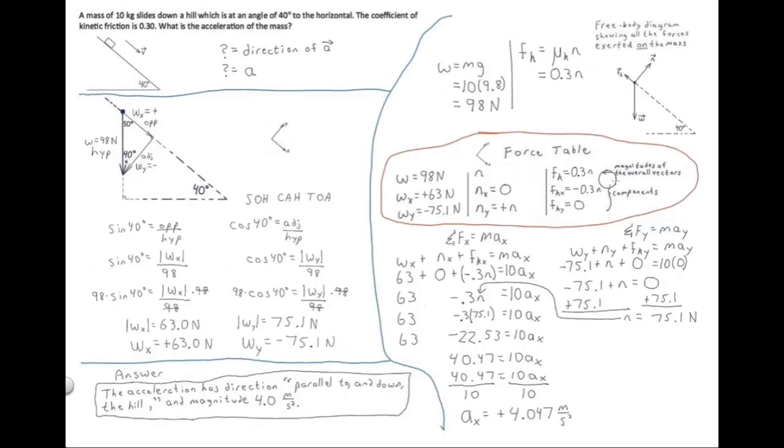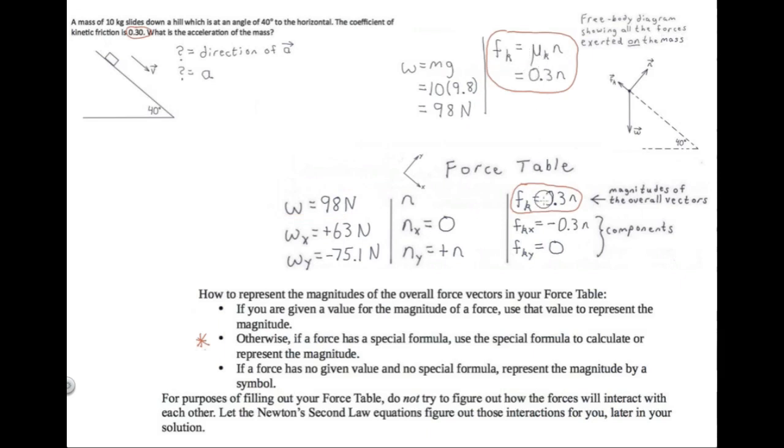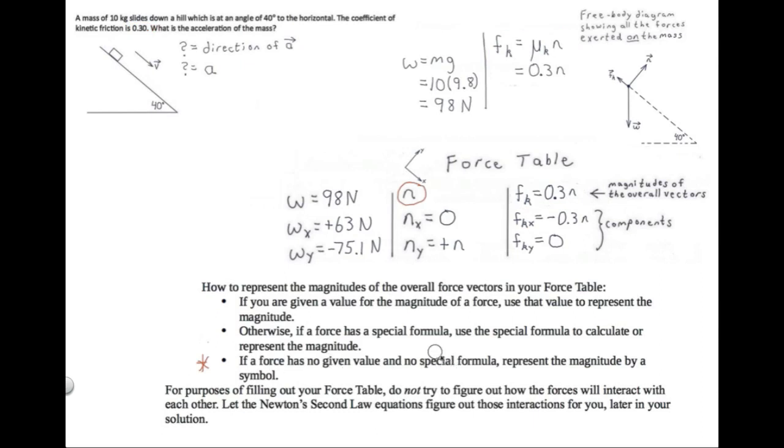Next, let's work on the force table. In the first row of the force table, we want to represent the magnitudes of the overall force vectors. On this problem, we were not given a value for any of the forces. There is a special formula for finding the magnitude of the weight. We use this special formula to determine that the magnitude of the weight is 98 newtons. And we use this special formula to represent the magnitude of the kinetic friction force. Now, there is no special formula for the magnitude of the normal force, so we simply represent the magnitude of the normal force by the symbol little n, written without an arrow on top.